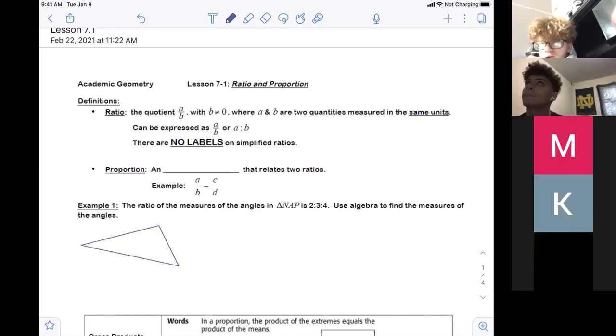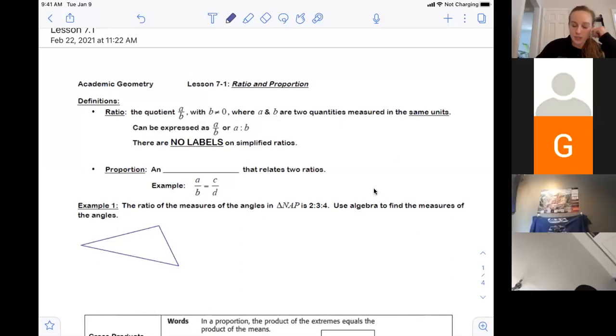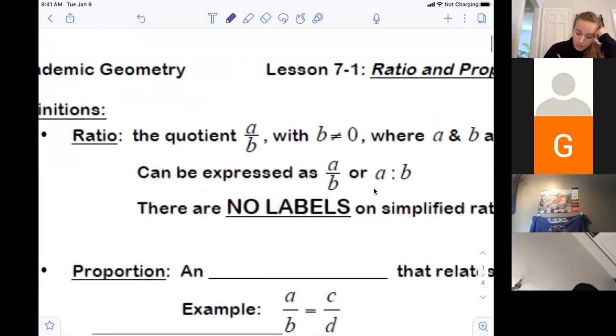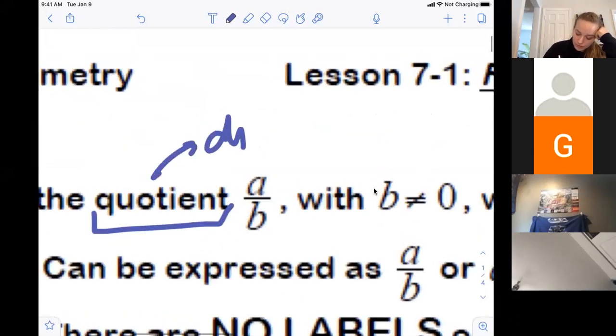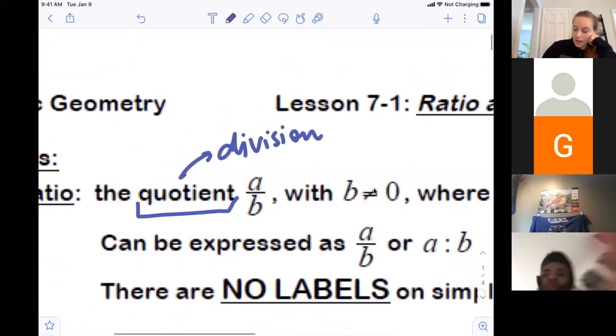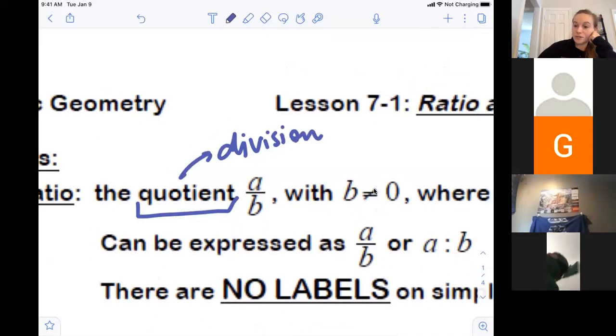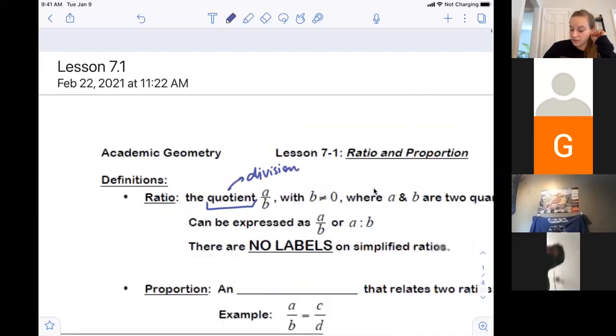So proportions and ratios is where we're starting. First thing we've got to do is a little bit of vocab. So a ratio is the quotient. Remember that quotient refers to division. So we're doing division with A over B, and B cannot be 0. So we have to make sure that B is an actual number that's not 0.